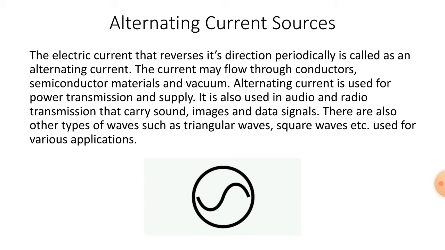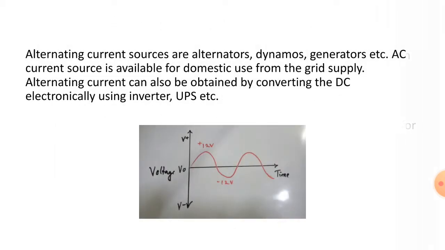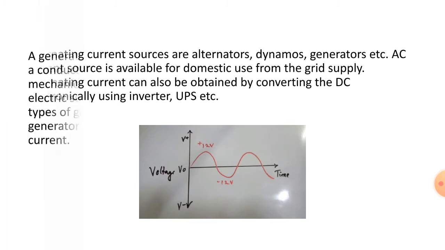There are also other types of waves such as triangular waves, square waves, etc., used for various applications. Alternating current sources are alternators, dynamos, generators, etc. AC current source is available for domestic use from the grid supply. Alternating current can also be obtained by converting DC electronically using inverters, UPS, etc.